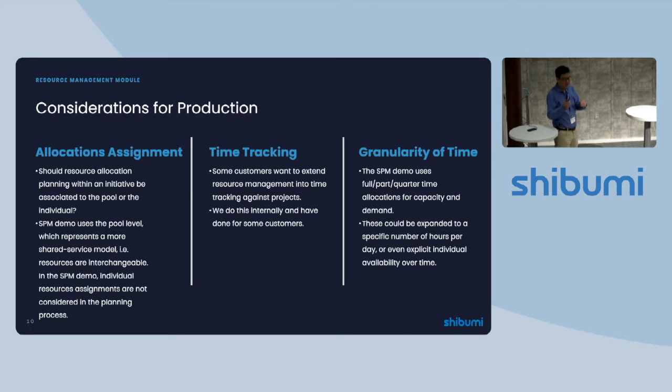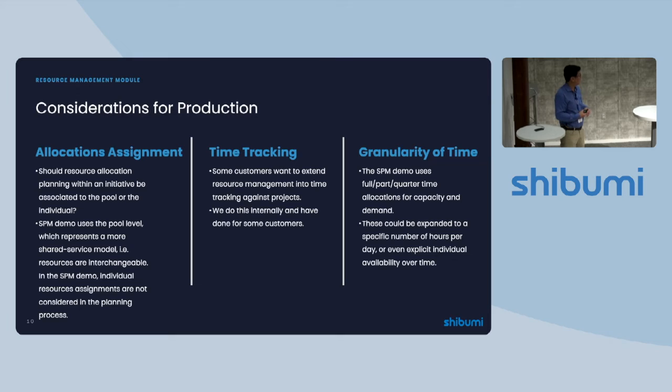Some of the other things that come along: once we have an individual person assigned to a project, how much time are they actually working on the project versus how much time was planned for that role for the project. So there can be an element of time tracking. We actually do that internally at Shibumi. We track our own time, as a resource, on a daily basis against certain projects. So we do that. Not all of our customers do that.